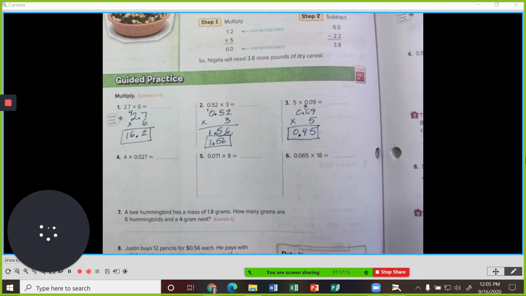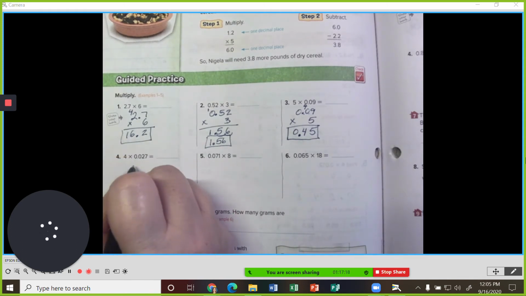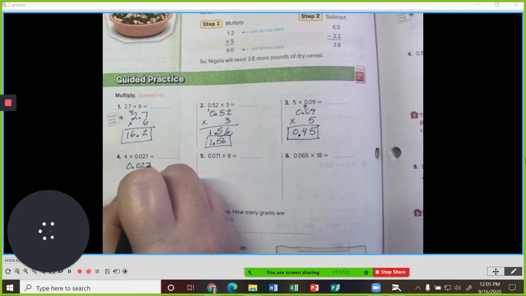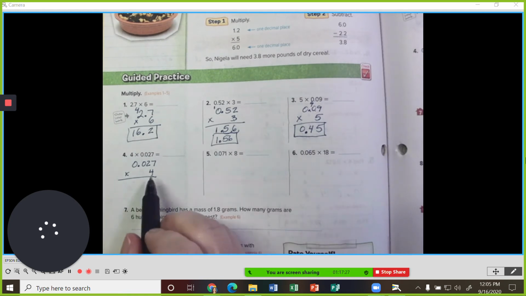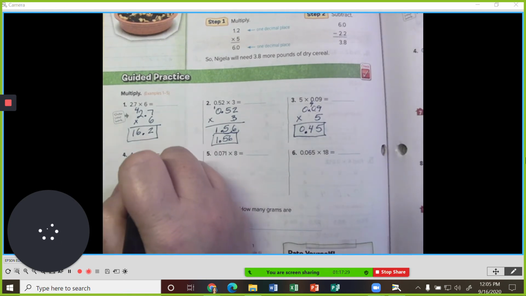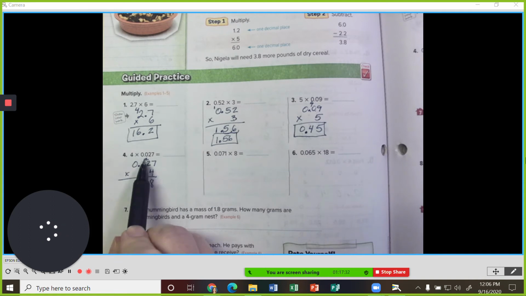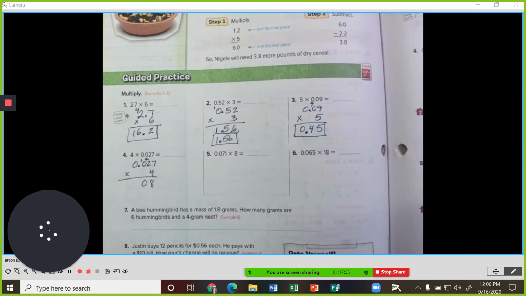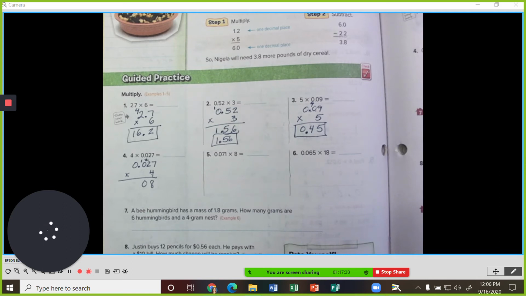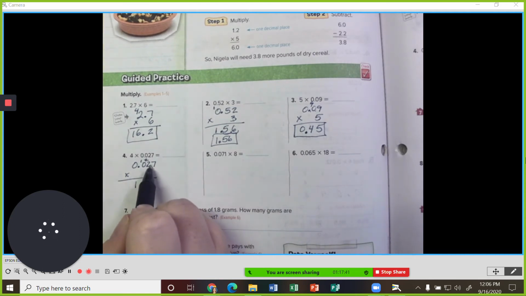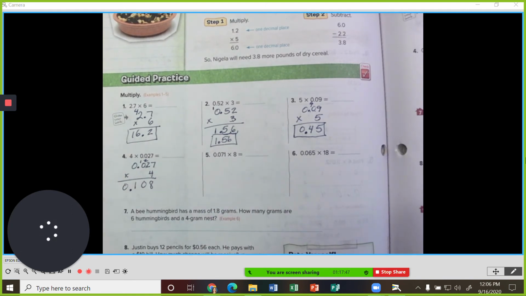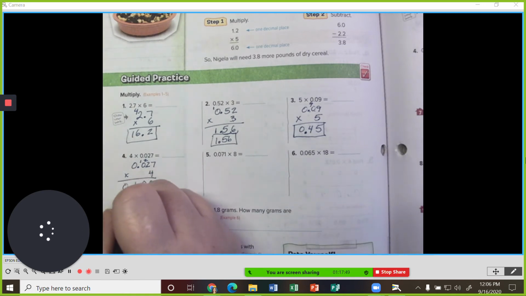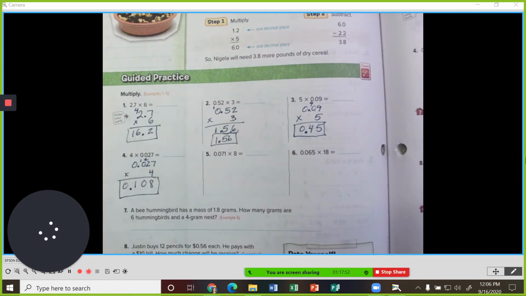Number 4, we have 0.027 times 4. 4 times 7 is 28. Write the 8, carry the 2. 4 times 2 is 8, plus the 2 we carried is 10. Write the 0, carry the 1. 4 times 0 is 0, plus the 1 that we carried is 1. We have 3 decimals in our problem, so we need 3 decimals in our answer. 0.108. Number 5, 0.071, so 71 thousandths times 8.